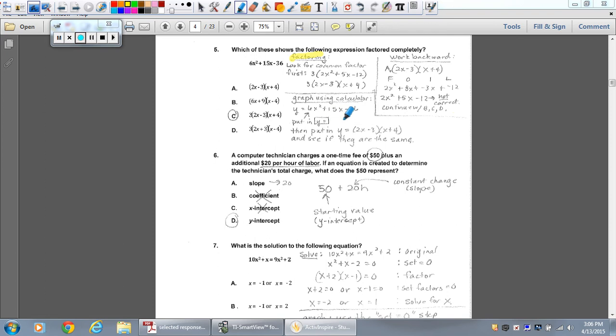And a third way that should always work for you is you could graph the original. So this is 6x squared plus 15x minus 36, in the y equals screen, and then graph all the rest of those and see if they're the same. So I will show you how to do that.